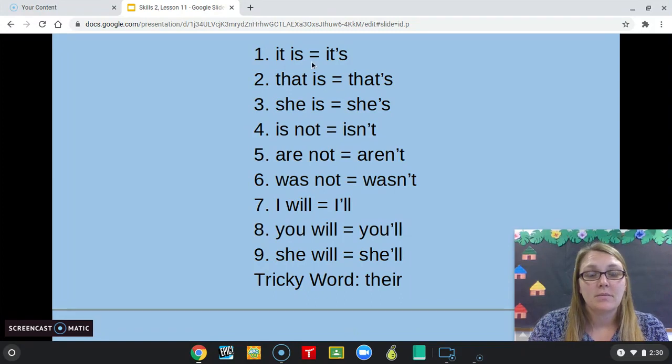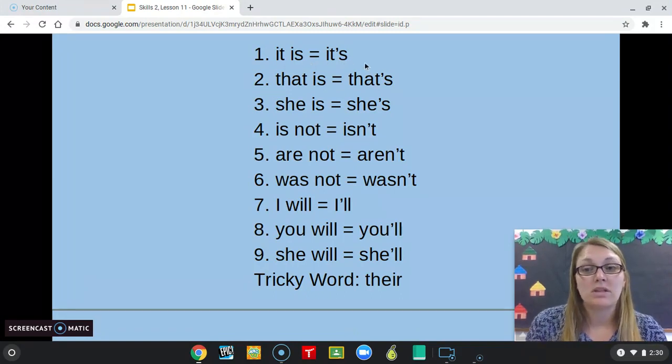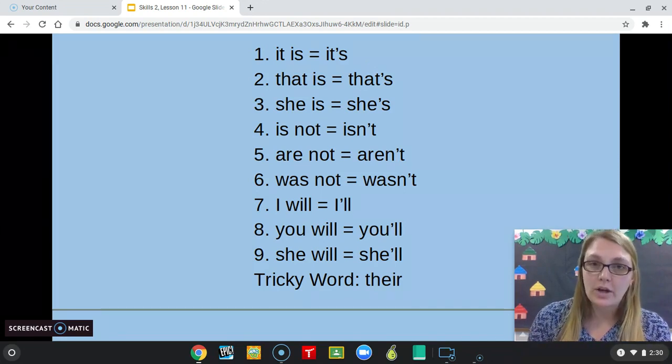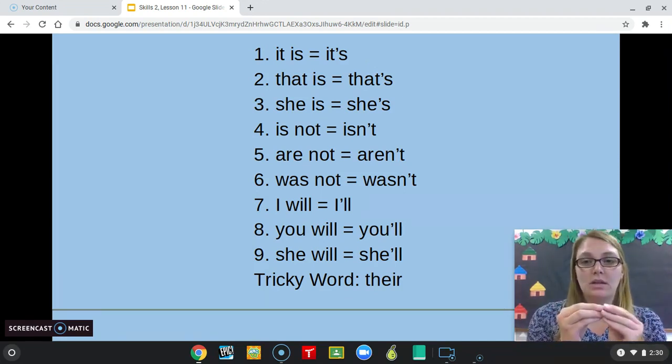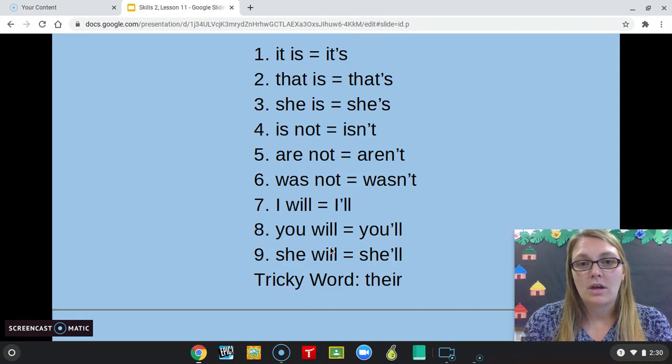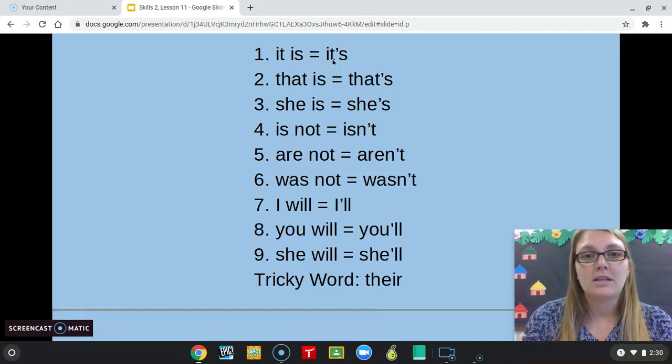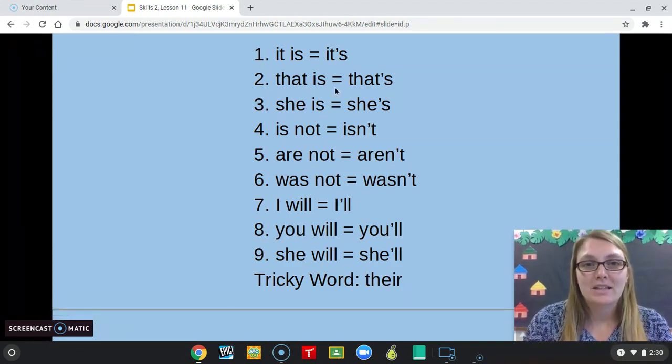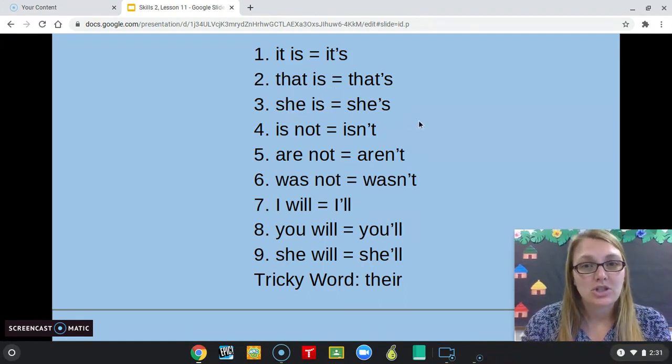All right. Here, once again, are the words that we're working with this week. We have it is becomes it's. These are going to be the spelling words that we have. Yesterday we reviewed some contractions, and that's when you have two words, you put them together, and one of the letters is replaced with an apostrophe. Our spelling words will be the contractions.